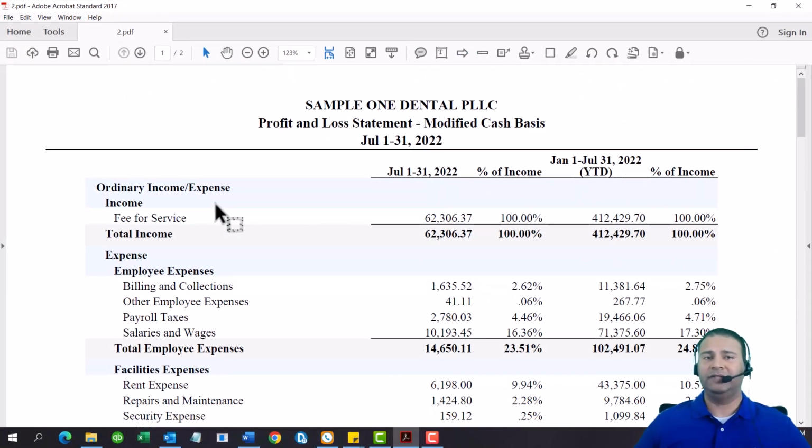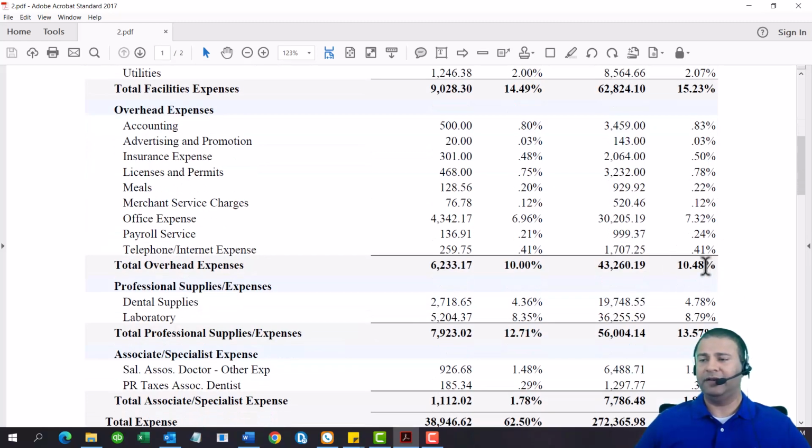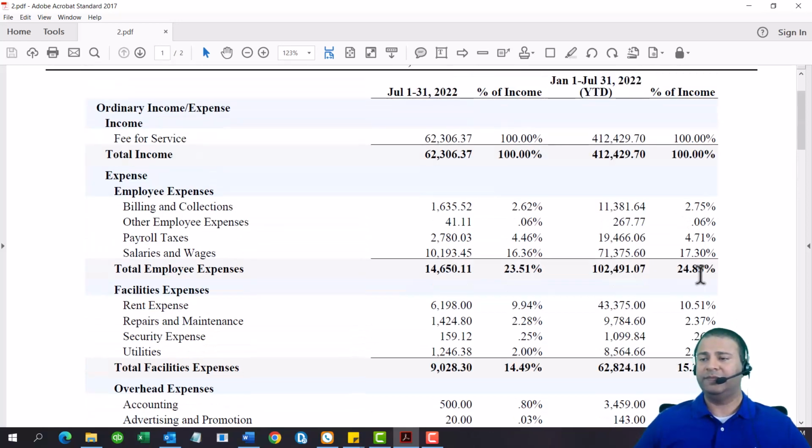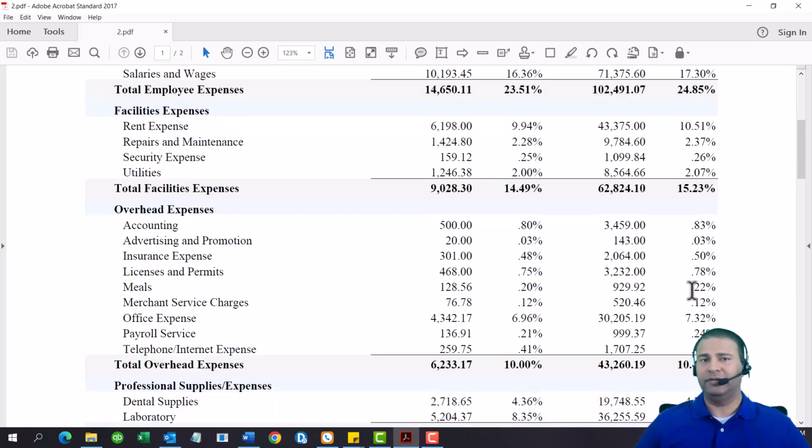One thing I want to mention over here is that we have provided percentages at the end of each account in each group as to what is being spent related to this specific group in your dental practice. So what this means is you are spending about 25% of your collections in paying your employees. You're spending about 15% for the facilities expense, and so on and so forth.